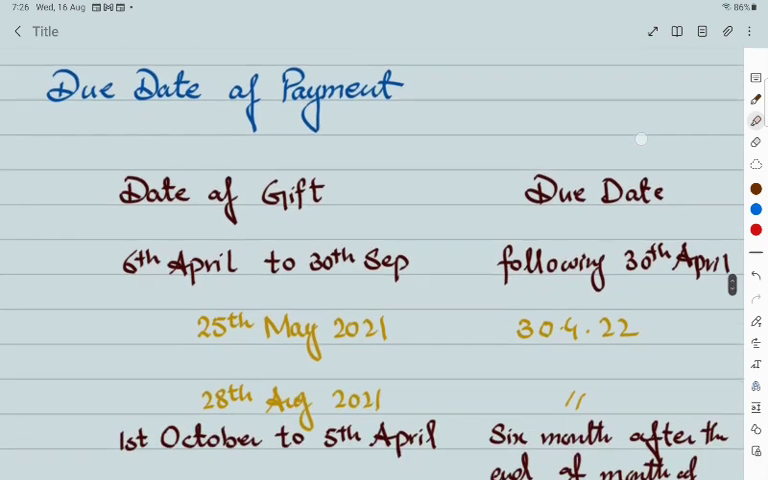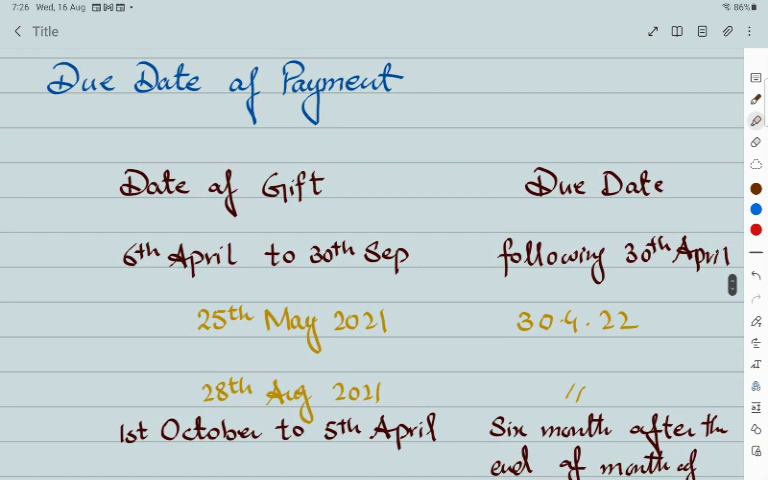Due date of payment. If the date of gift is between 6th April and 30th September, then the following 30th April is said to be the due date for the payment. If the date of gift is between 6th April and 30th September, then the following 30th April is considered to be the due date.